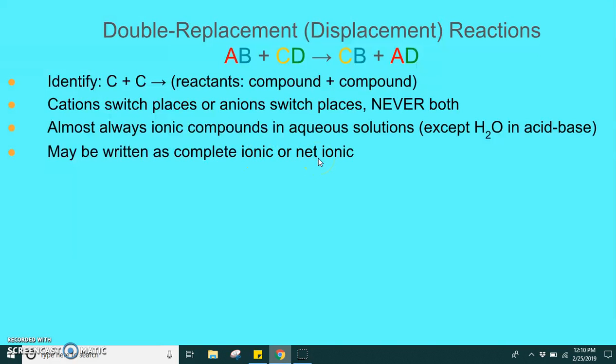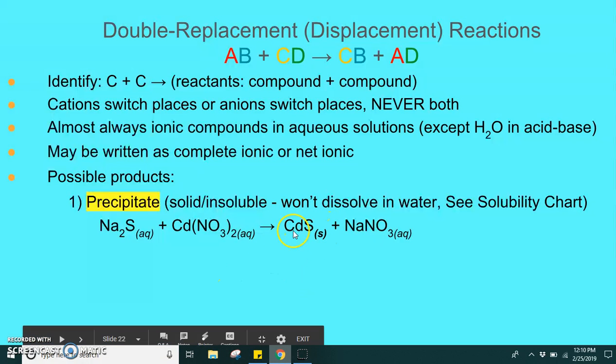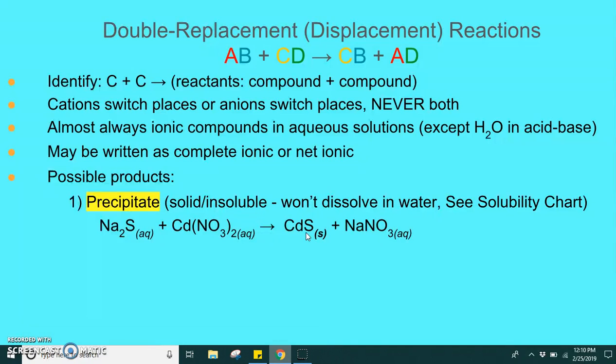When we get into the net ionic equations, essential question for this unit, you're going to learn how to write the net ionic equations for a double displacement reaction. So what's cool is there's different types of double replacement reactions. There's a precipitate reaction where you form something that's a solid that won't dissolve. So that solid precipitates out.